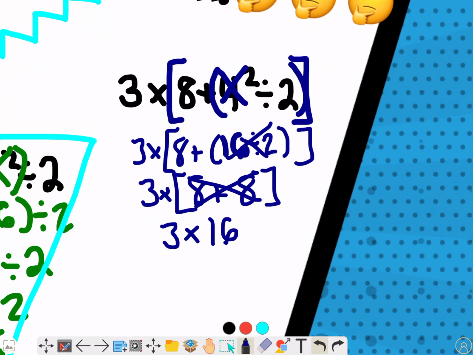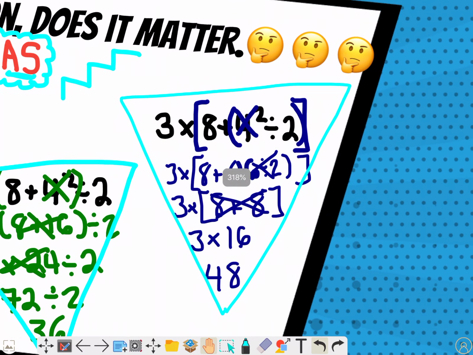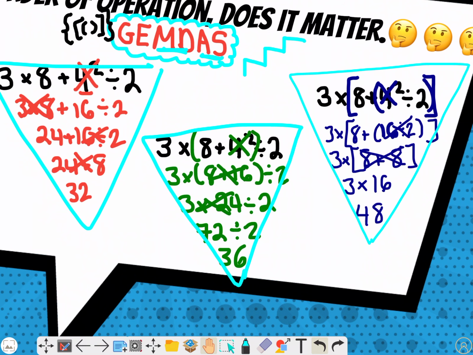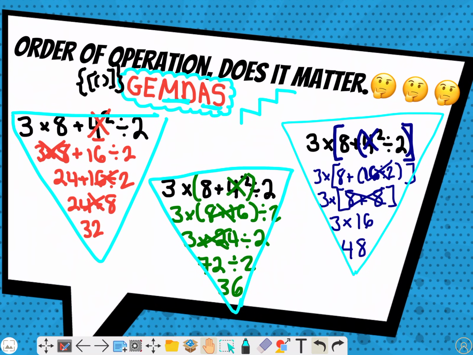3 times 6 is 18. Carry the 1. 3 times 1 is 3 plus 1 is 48. And in this Dorito chip, I get the answer of 48. So yeah, it does matter. Look at my different colors. Look at my different work. Each one of these, even though I start out with the same problem, will give me a different answer.